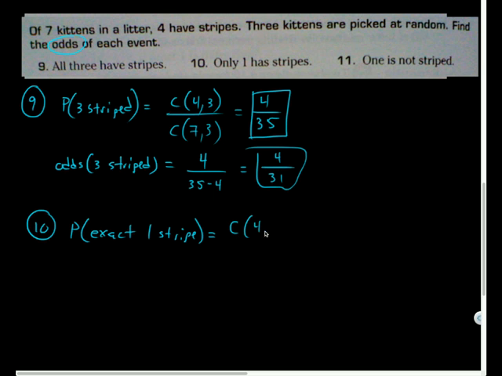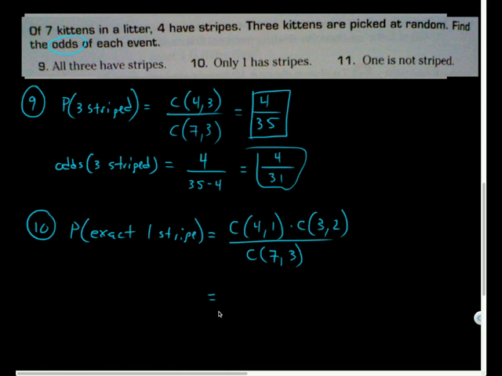So let's see, how many ways can I choose one of the striped cats? Well, of the 4, I'm picking 1. But now I have to consider I'm picking 2 other cats from the remaining 3, right? So combo of the 3 not striped cats, I'm picking 2. Multiply those because those are independent events. And that will give us the total number of ways I can get exactly 1 striped. Over the denominator is actually the same from the previous problem, right? Because it's still, I'm picking 3 cats of 7.